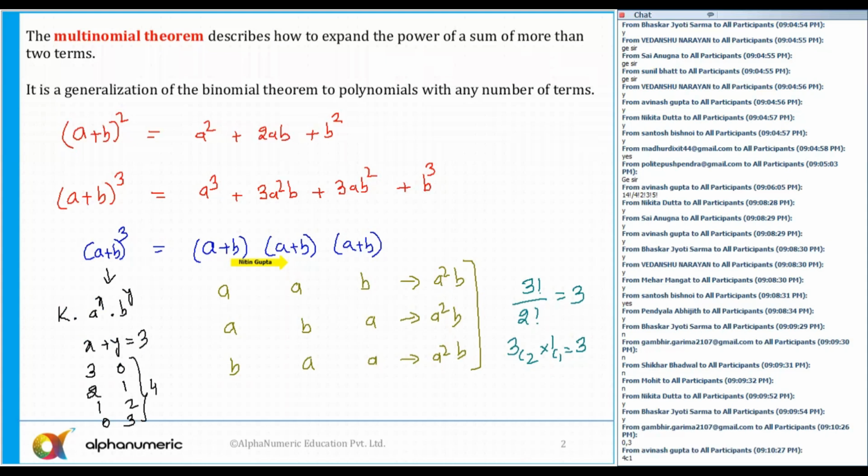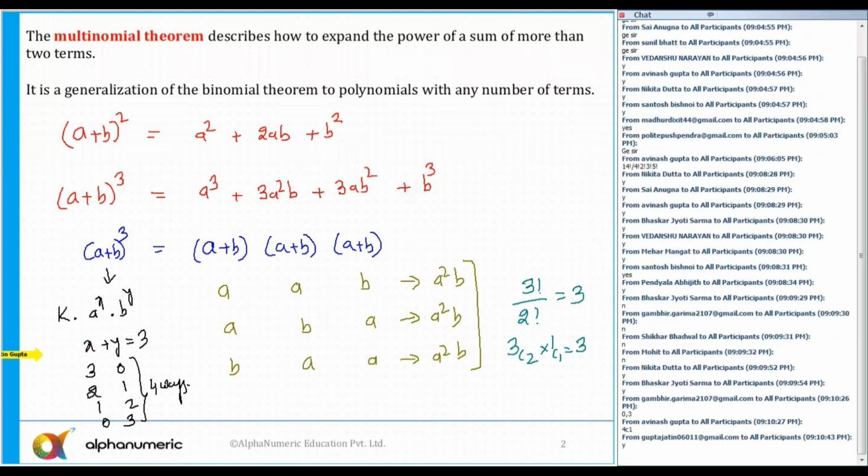So if there are 4 ways, that's the reason this expansion has how many terms? 1, 2, 3, 4. The total number of terms is 4. So x is 3, y is 0 means I'll get a cube, that is the first term, a cube b raised to power 0.